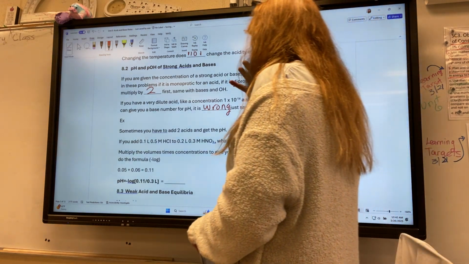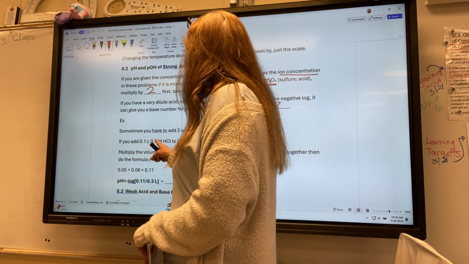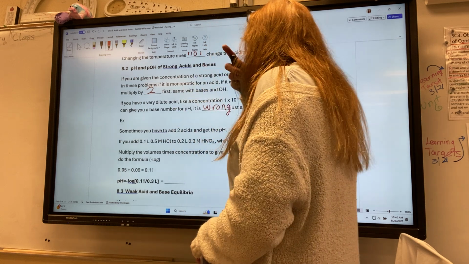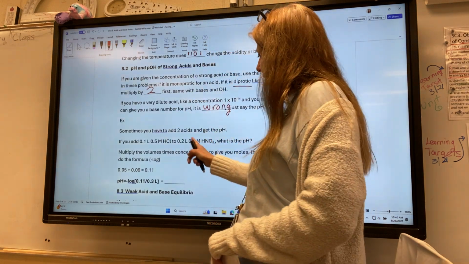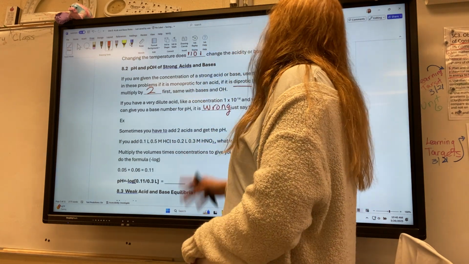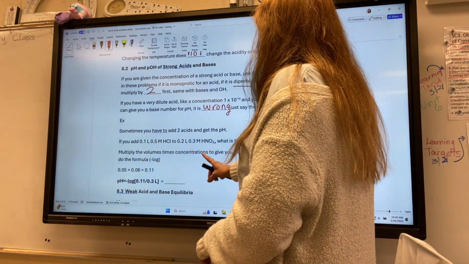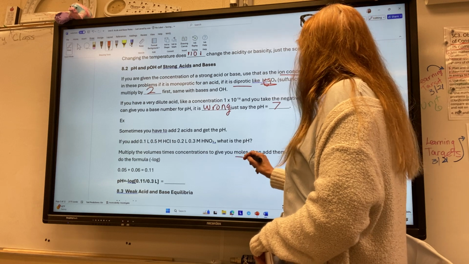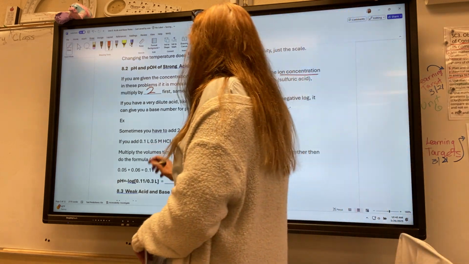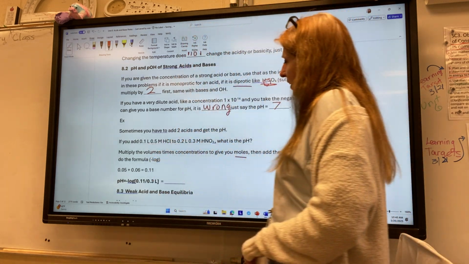So here's the example problem. You have 0.1 liters of a 5.5 molar hydrochloric acid, and you add it to another acid, 0.2 liters of a 3 molar nitric acid. What's the pH? So multiplying the volumes by the concentration will give you moles, and then you add them together to get the concentration, and you can take its negative log.